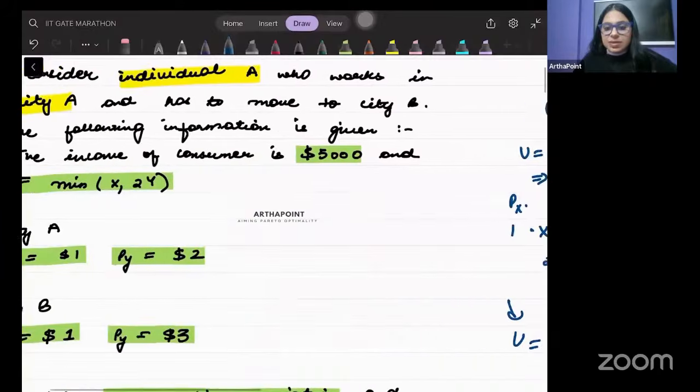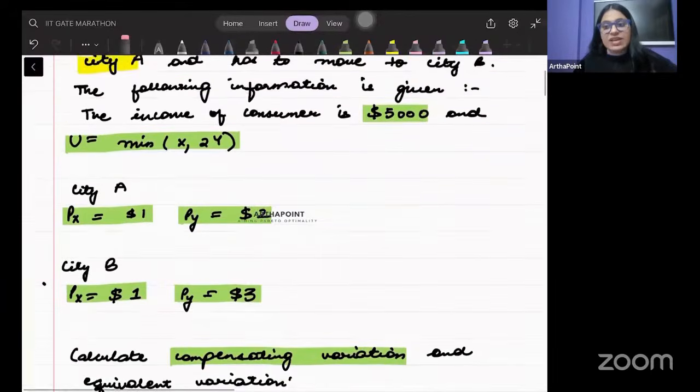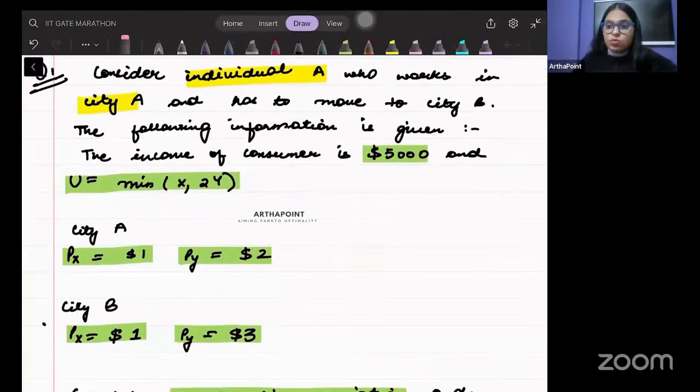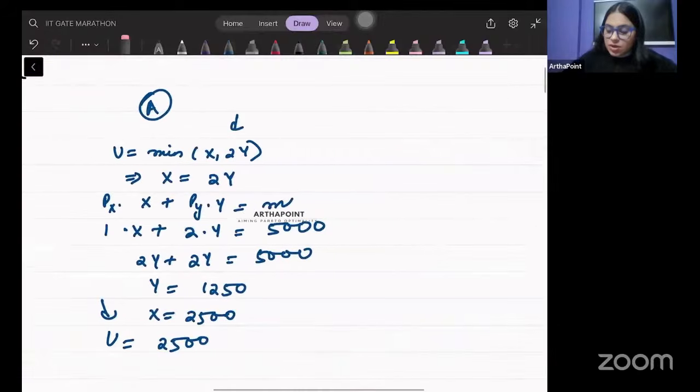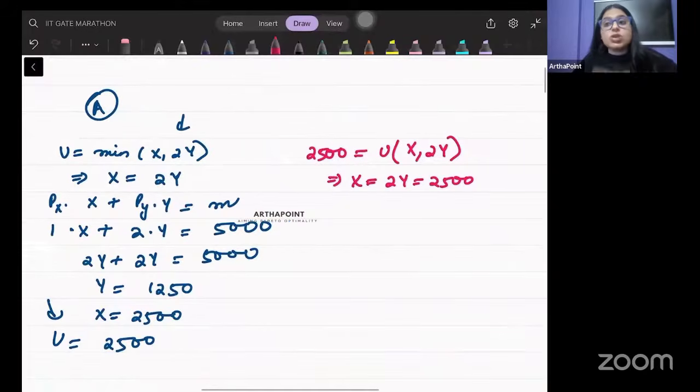अब दूसरे city में price has increased. Price has increased to 3. Compensating variation says I want the same utility as before. मुझे पहले जितनी ही utility चाहिए. So I will keep utility at 2500 and I will just do min of X, 2Y. This will give me X is equal to 2Y is equal to 2500. But I have to work with the new prices. And new prices 1, 3.